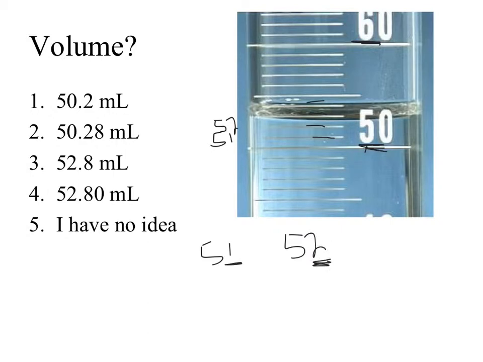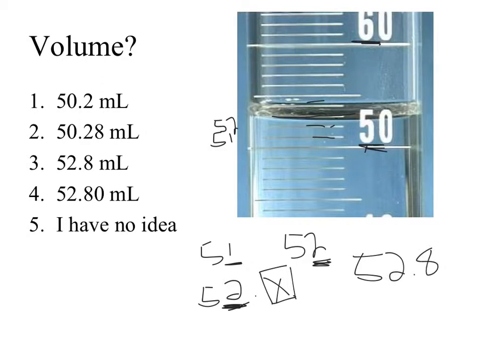So if we look at what this is between, which would be lines 52 and 53 here, well, my smallest increment is the ones, which means I need to estimate to the tenths place. And looking at this, to me it looks like it's pretty close to this 53 line that's right here. So I might estimate this one to be 52.8. And so hopefully you pick number 3 as your answer.